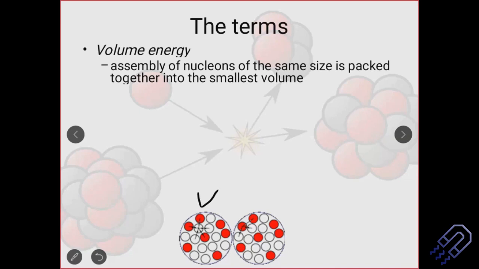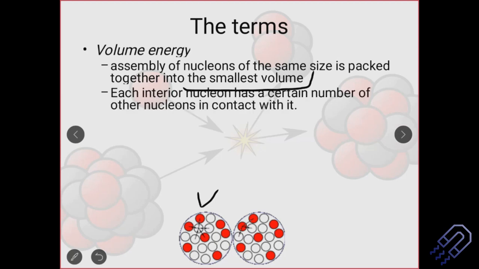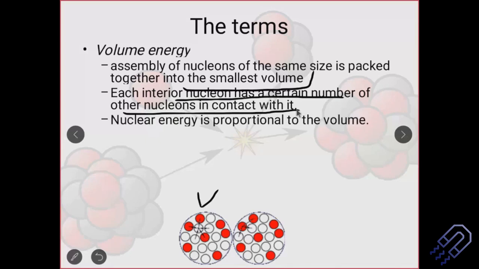So what happens is, if you consider the assembly of nucleons of the same size, it can be packed together into the smallest volume. And in this volume, all of them will actually give an equal and opposite pressure on each other. So basically, there is a balancing term, okay? So each interior nucleon has a certain number of other nucleons in contact with it. So I mean proton with proton and so on. So this nuclear energy is definitely proportional to the volume.